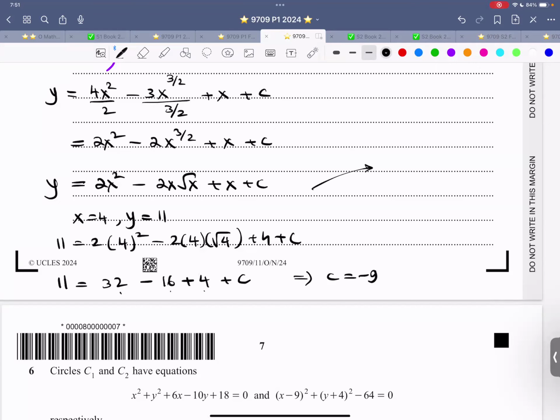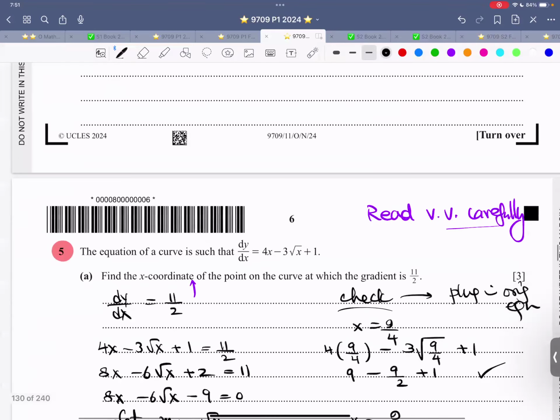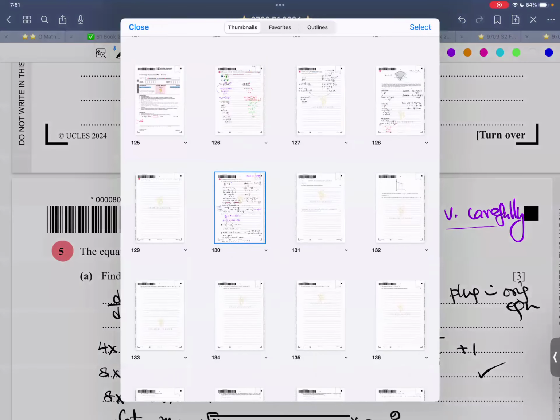Therefore, the final answer, equation of curve, write it out very, very clearly. Y is equal to 2x squared minus 2x root x, you can even write in the indices form, 2x root x, plus x minus 9. That's the equation of the curve. So this is question 5. And now we can just go back up.